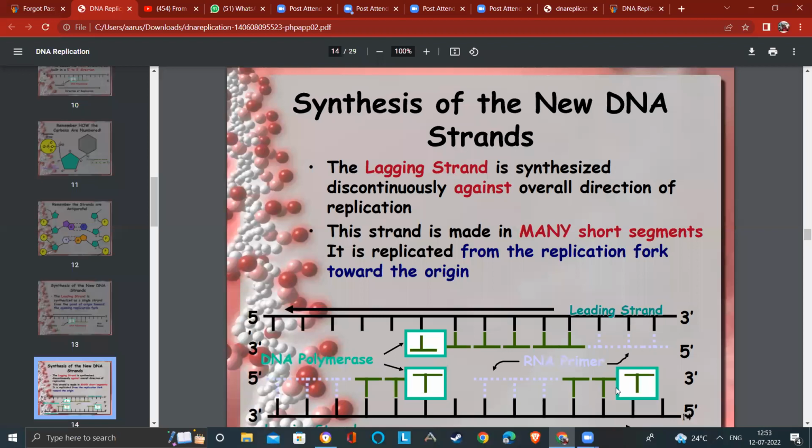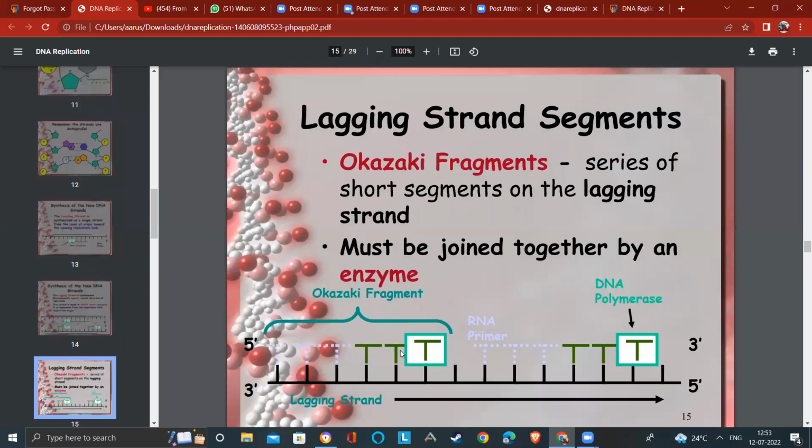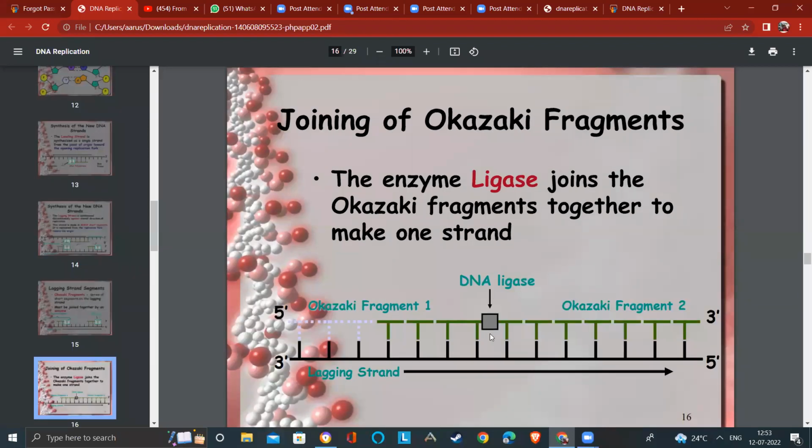As you can see here, a single RNA primer is there in the leading strand, whereas you can see multiple RNA primers on the lagging strand. On the lagging strand you can see the Okazaki fragments, a series of short segments. The light blue color is your primer, and to this the Okazaki fragments are synthesized. These Okazaki fragments are then stapled or joined to form the new strand with the help of the ligase enzyme. So the DNA ligase helps in joining the Okazaki fragments.